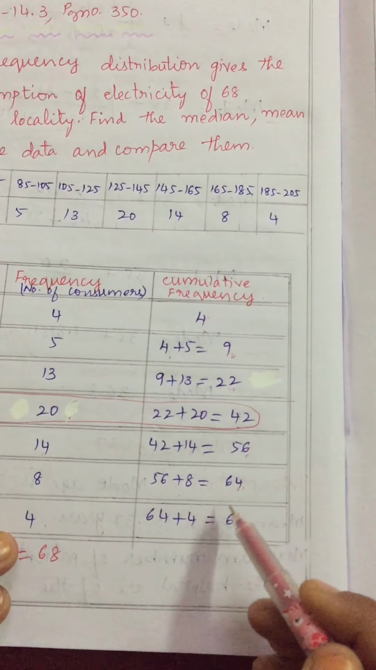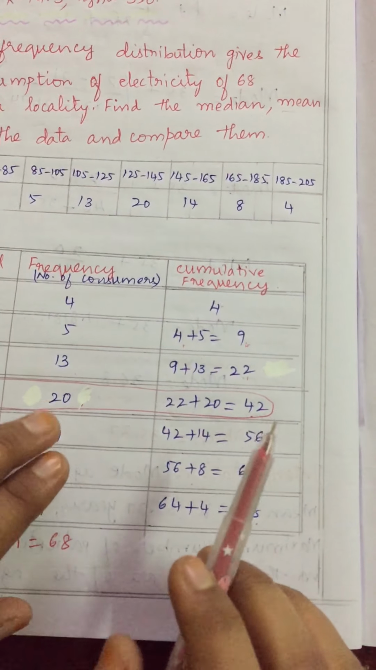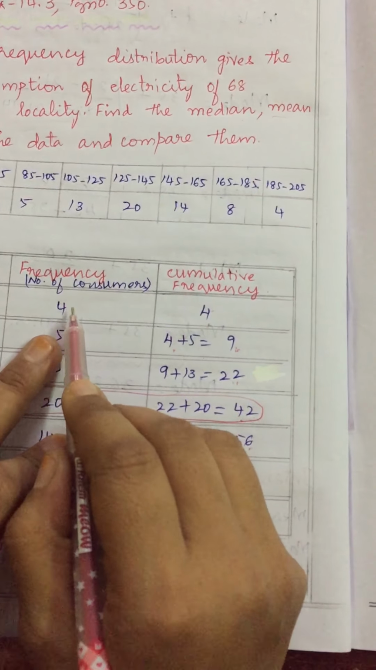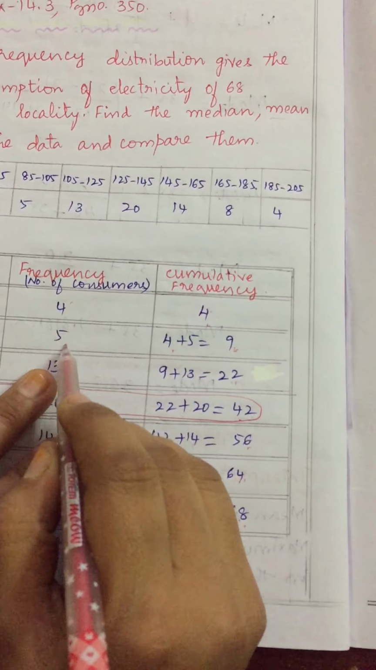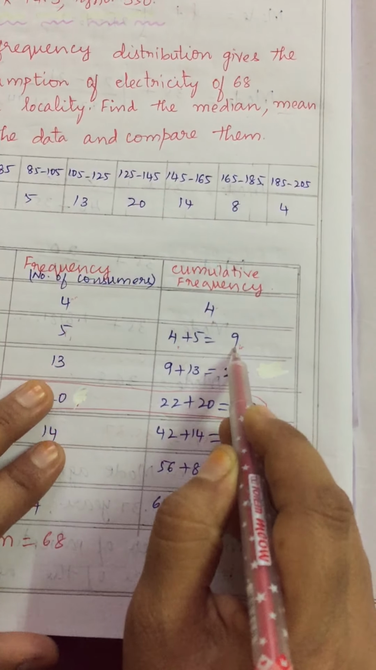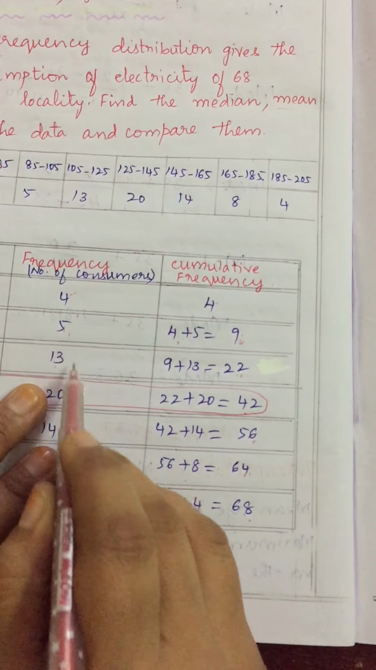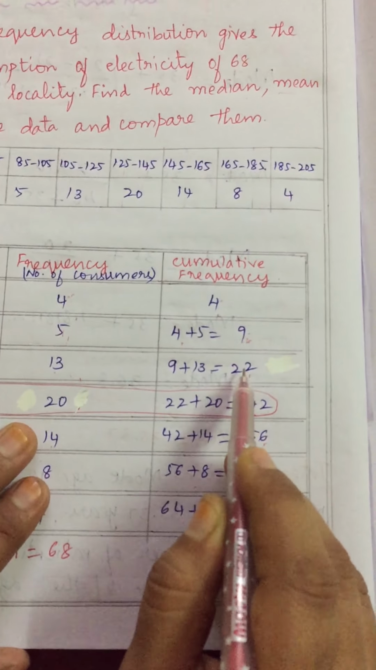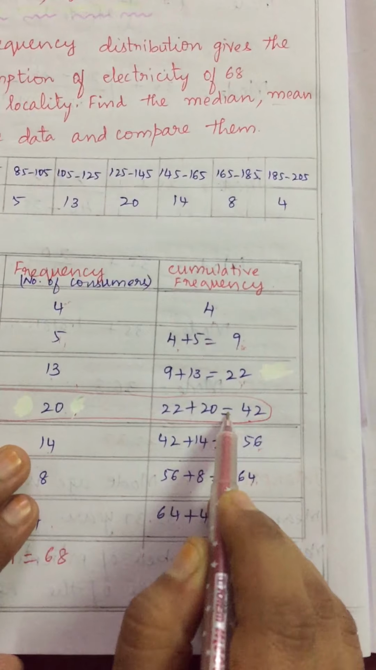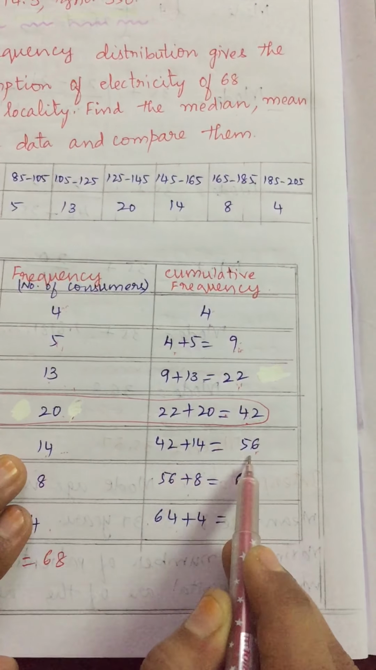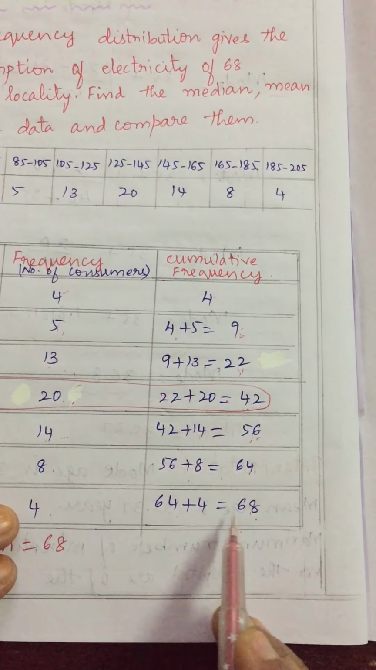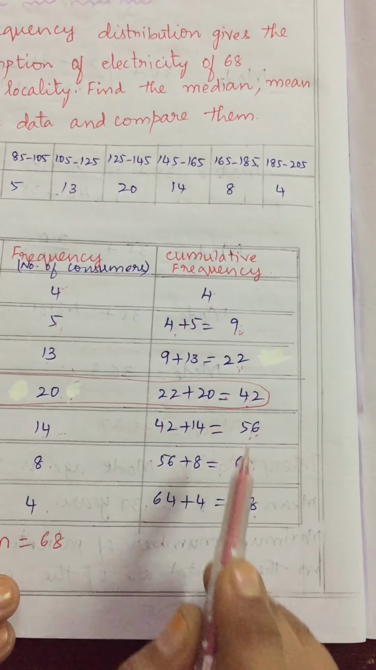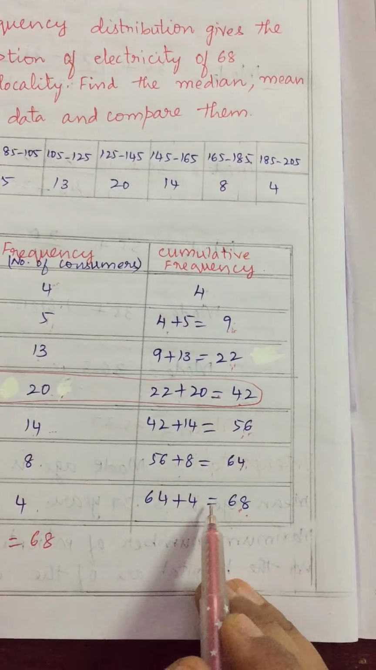Understood, children? How to find the cumulative frequency? Again I will tell you. First frequency as it is we will write. Second, we add these two, 4 plus 5 is 9. Third is 9 plus 13 is 22. Next is 22 plus 20 is 42. Then 42 plus 14 is 56. 56 plus 8 is 64. 64 plus 4 is 68. Am I clear, children? How to find the cumulative frequency?